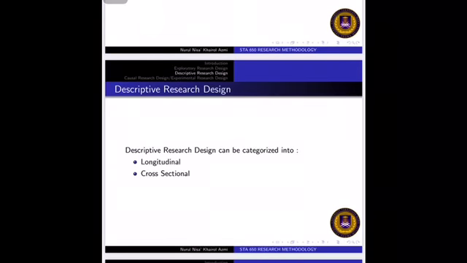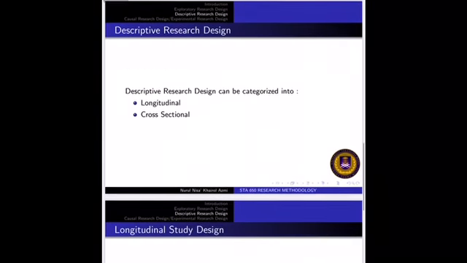Descriptive studies can be classified as either cross-sectional or longitudinal. Okay, so what is the cross-sectional and longitudinal study? Okay, so let me start with the longitudinal.